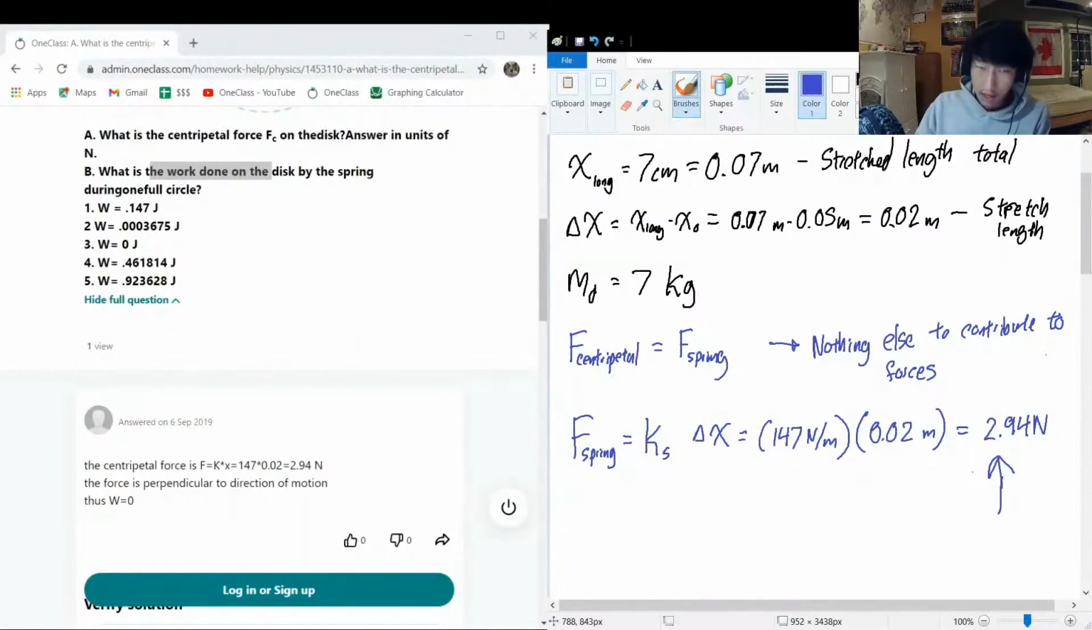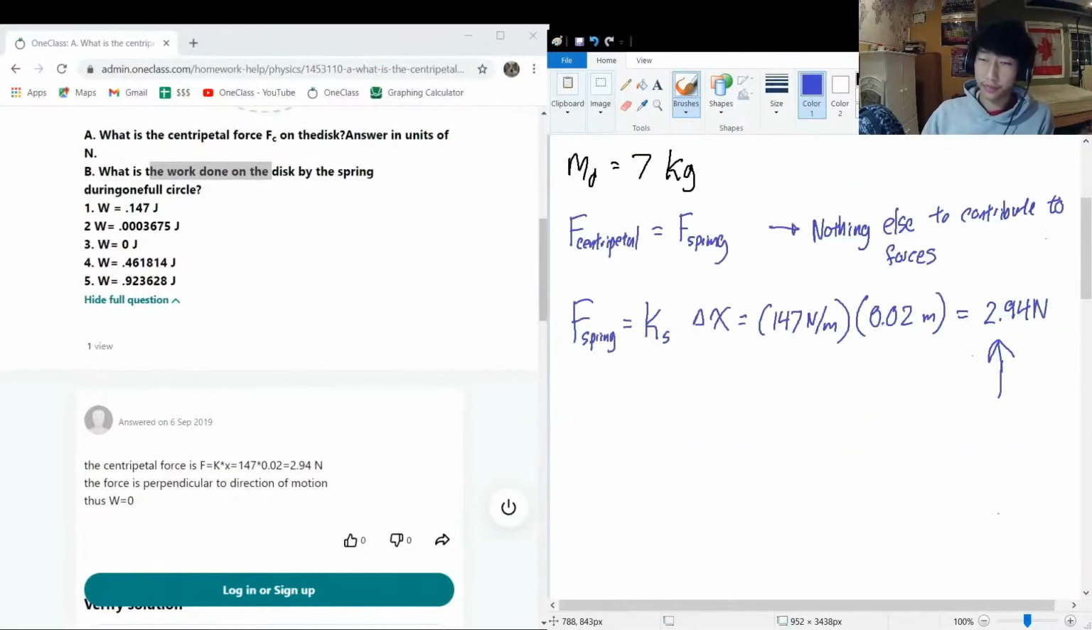centripetal force. And if we really wanted to, we could calculate how fast it's traveling, but the question didn't ask for it, so we don't need to. We don't need to calculate things that are not asked of us. It's typically not a great investment of time, especially on your tests where time can be quite tight. Okay, so this will be centripetal force on disk.